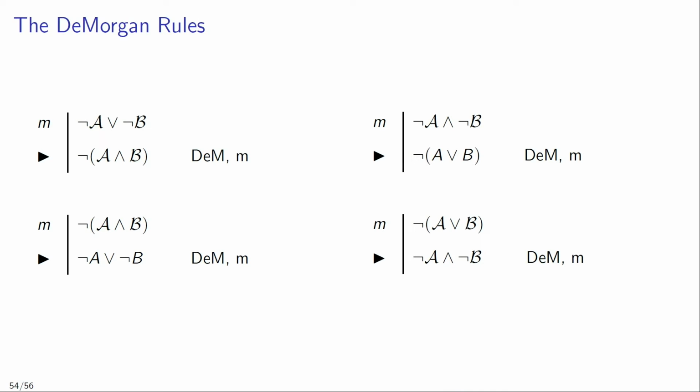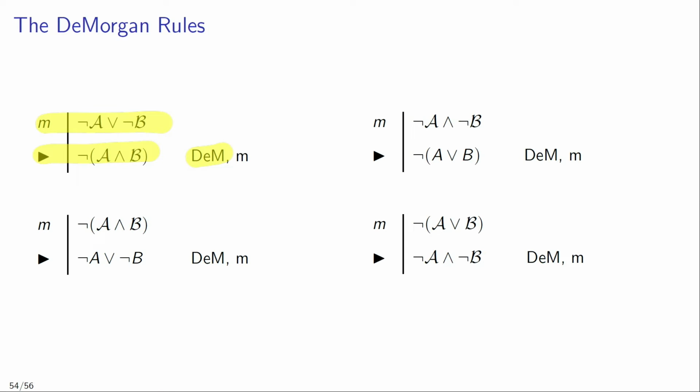Finally, we have 4 derived inference rules that connect negated disjunctions and conjunctions. These 4 rules are called the De Morgan rules, and I'm going to start at the top left corner. The first De Morgan rule tells you that if in line M of your proof you have a sentence which is a disjunction where both disjuncts are negated, so a sentence of the form not A or not B, you can then infer that it is not the case that A and B and cite De Morgan as applied to line M.